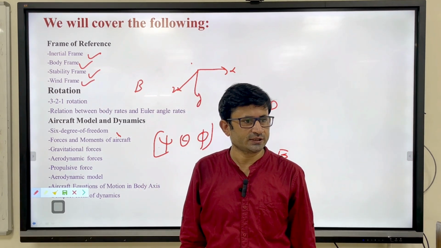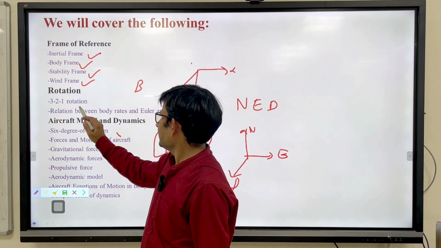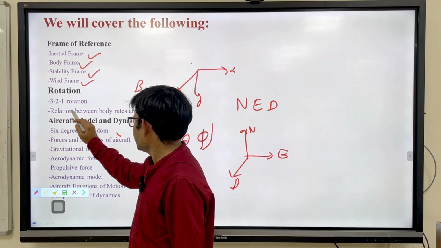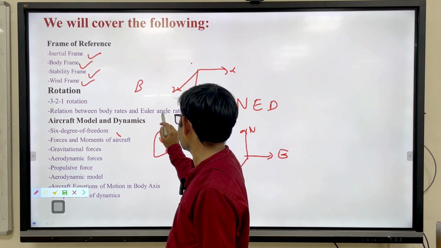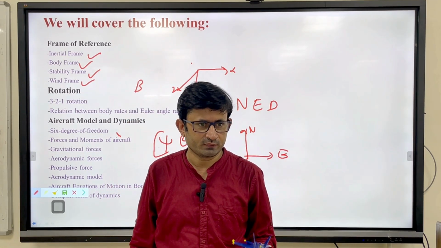So that is why it's called 3211. Tell you what is 3211. And in this lecture also we will try to establish the relation between body rates and Euler rates. So again the question is, what do you mean by body rates and what do you mean by Euler rates?